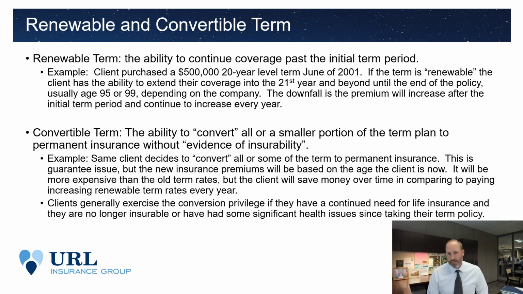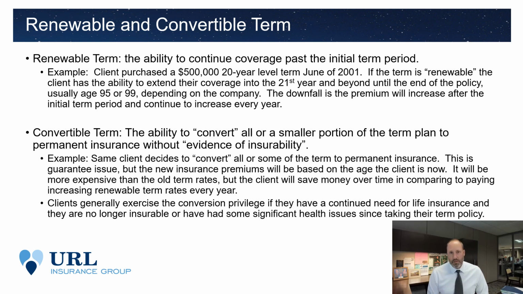The downfall to this is the premium will increase after the initial term period and continue to increase every year. So that 20-year level term is going to have a locked-in price for 20 years. That 21st year premium is going to go up, and it's going to go up pretty drastically. And then in the 22nd year, 23rd, 24th, it's going to continue to increase.